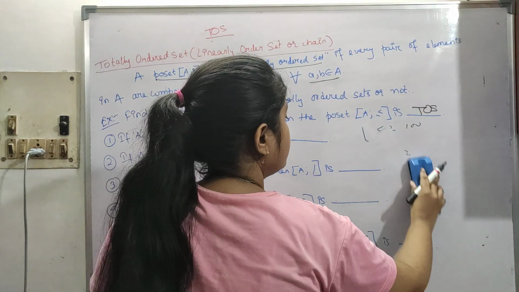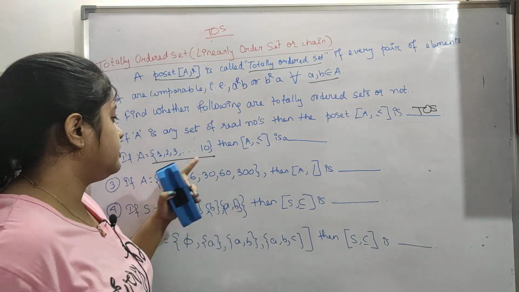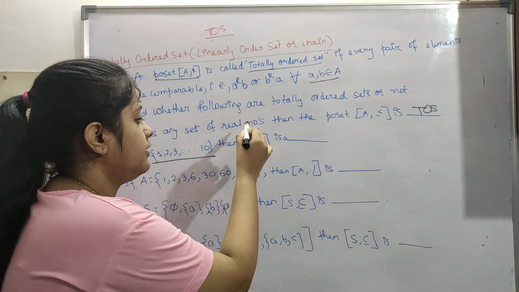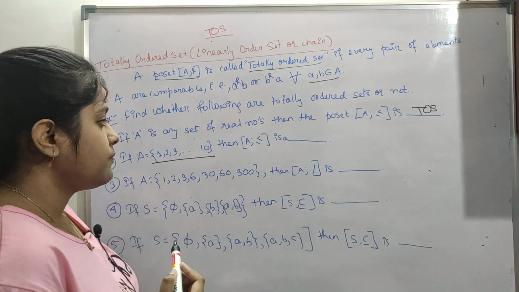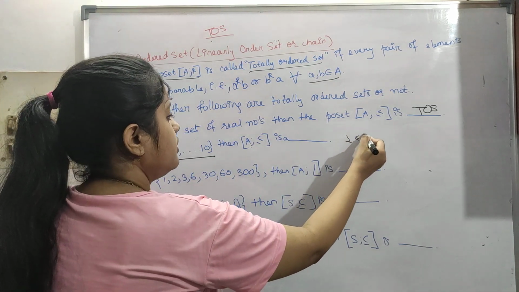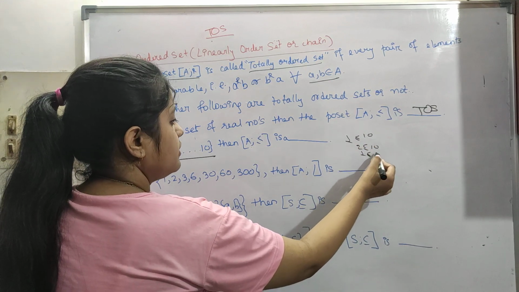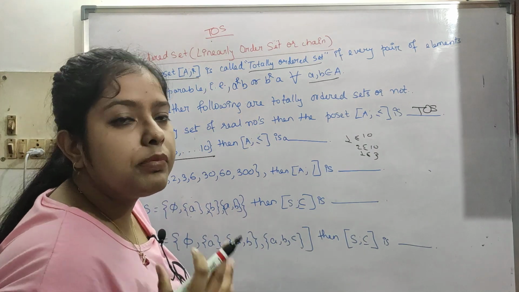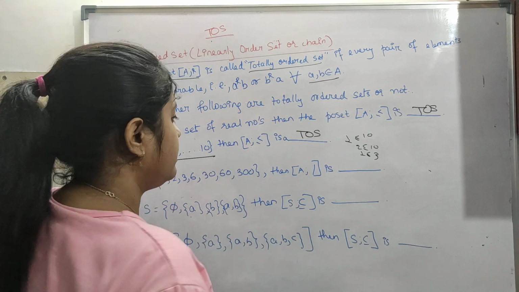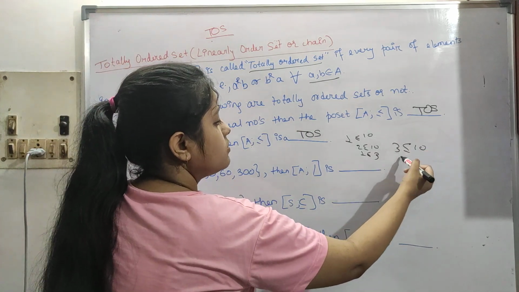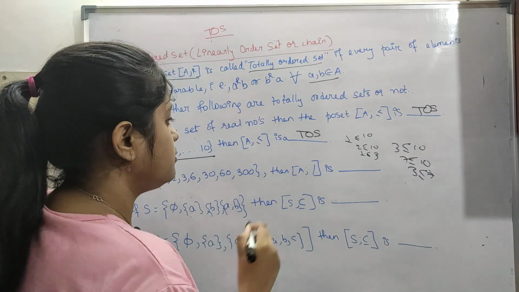Next, if A is 1, 2, 3 till 10, then is the poset (A, less than or equal to) a TOS or not? 1 is less than or equal to 10, 2 is less than or equal to 10, we can take 1 and 3 also, everything is comparable. If I take 3 less than 10, 7 less than 10, or 3 less than or equal to 7, everything can be compared. So this is our TOS.